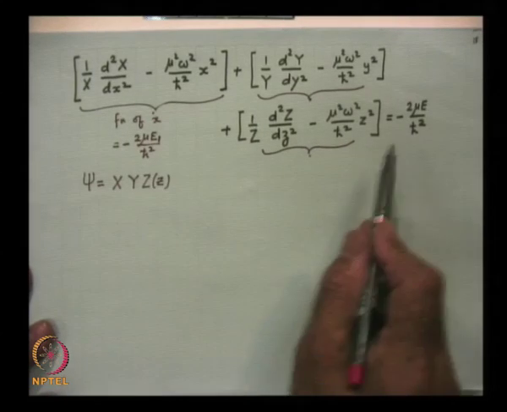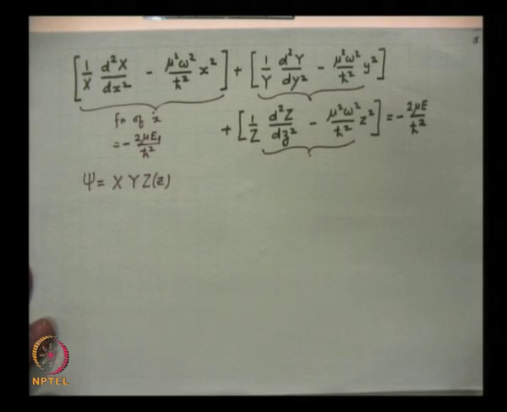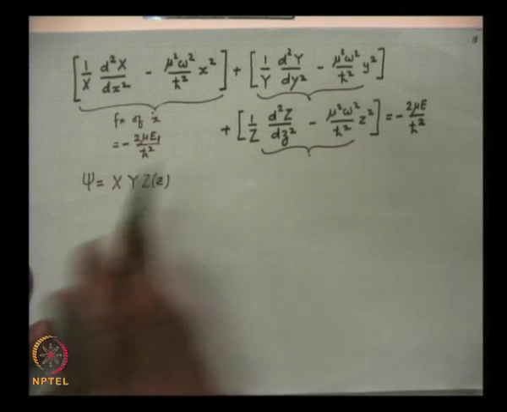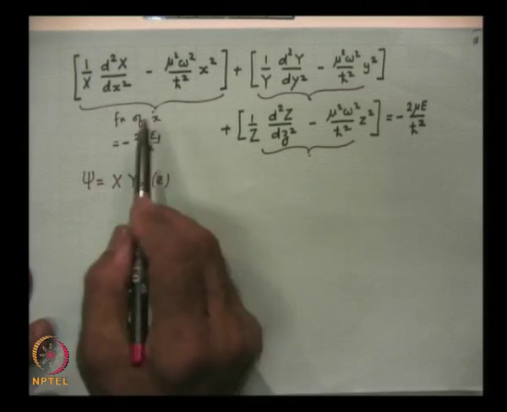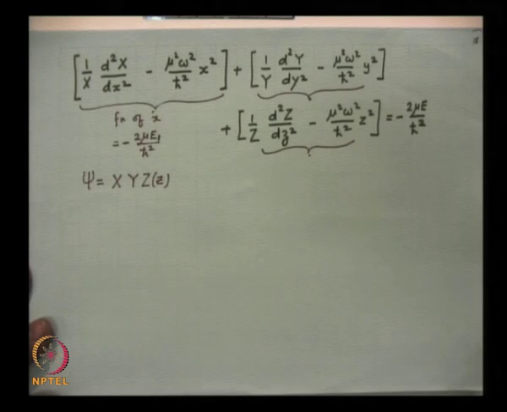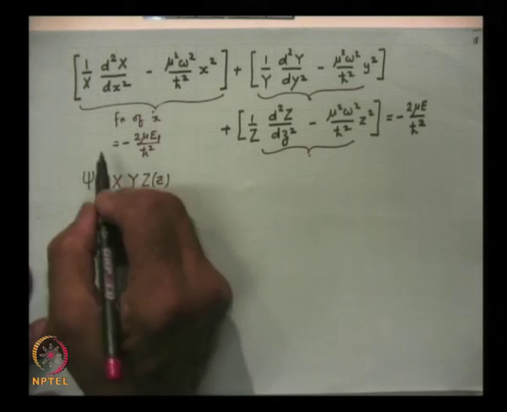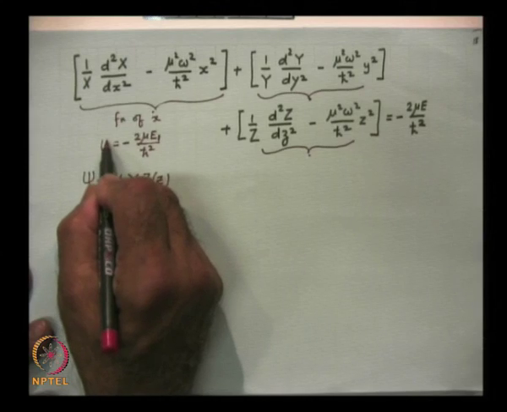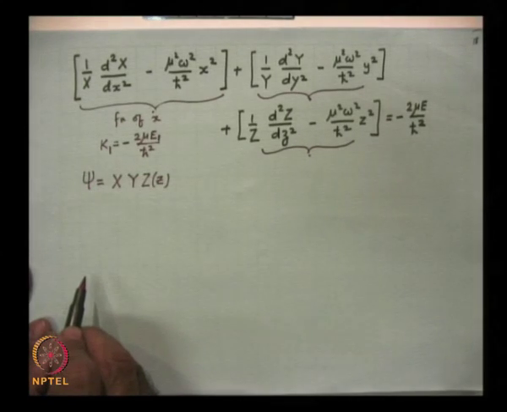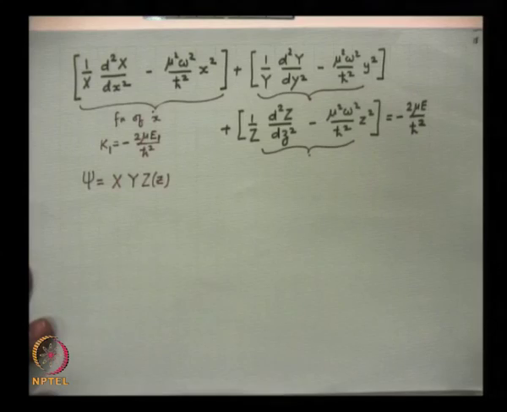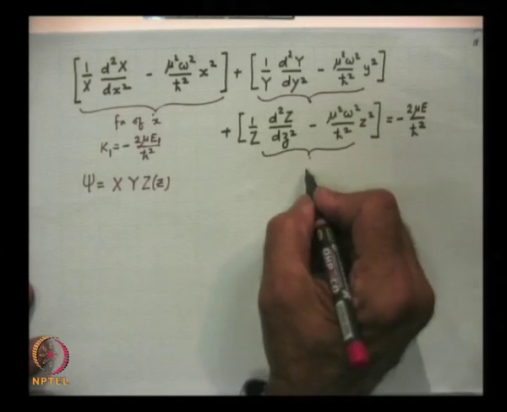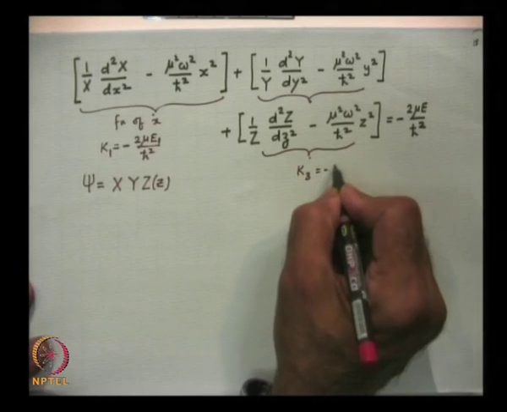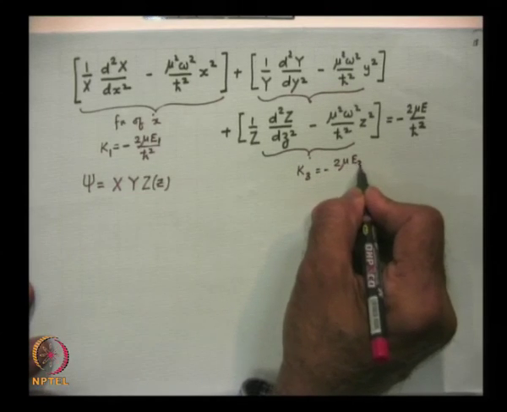Now, these 3 added together must be equal to a constant. A function of x, when added to a function of y and added to another function of z, can never be equal to a constant unless each one of them is a constant. So, we set this equal to k1, and that I write as minus 2 mu E1 by h cross square. This I write as minus 2 mu E2 by h cross square, and this I write as k3, which is equal to minus 2 mu E3 by h cross square.